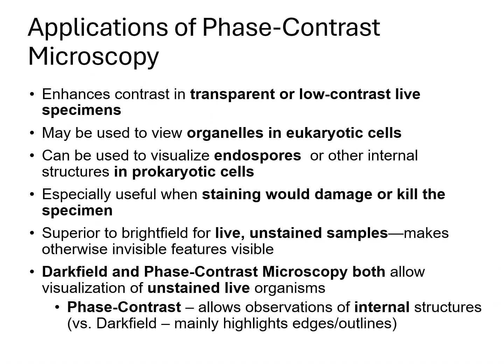So phase contrast microscopy is great when you're looking at live specimens. These are see-through or very low contrast. We can also use it to view organelles in eukaryotic cells, as well as specific structures in prokaryotic cells like endospores in bacteria. So we use phase contrast usually when we cannot stain the organism because it'll damage or kill it. So it's great to use phase contrast for live unstained samples.